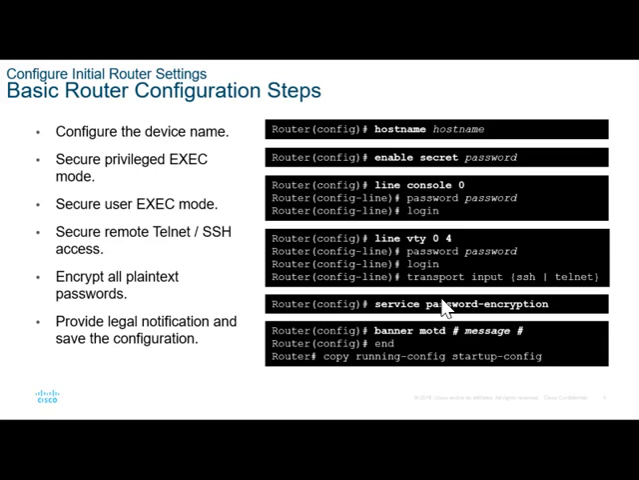We have an extra line here where you can use the transport input. With the transport input you can decide, is it going to be SSH, which stands for secure shell, or is it telnet. Still, you can actually use both of them. Then we have encrypt plain passwords, that is line console, line VTY. There is even the enable password for secure privilege, where you have to set it as enable password. So the three, they are in plain text. If you want to encrypt them, it's service password encryption.